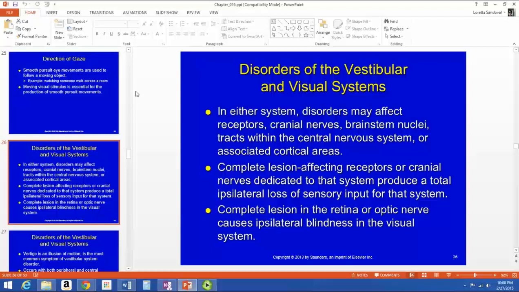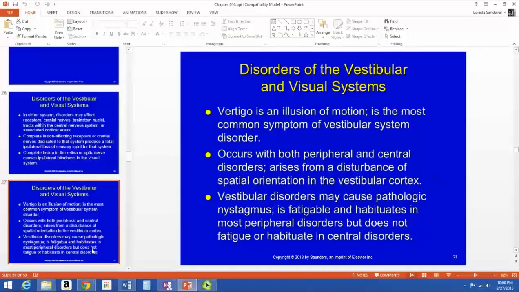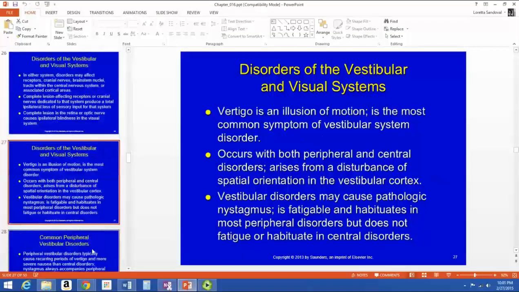So a complete lesion in the retina or the optic nerve causes ipsilateral blindness in the visual system. So just on that side, again with the complete lesion. And we'll talk more about visual disturbances. We'll talk about some specific vestibular ones, then we'll talk about specific visual ones.